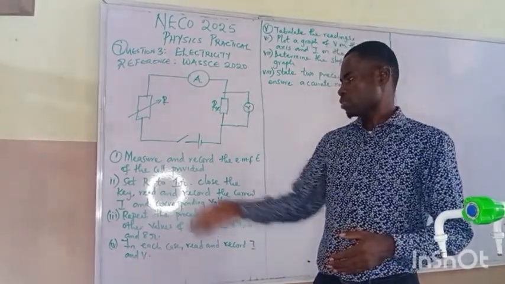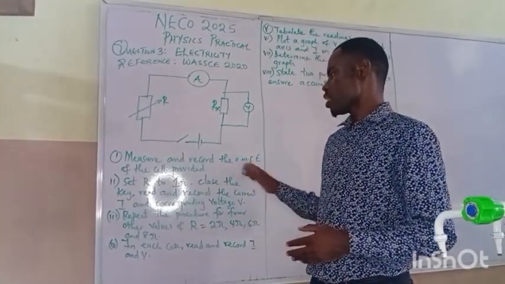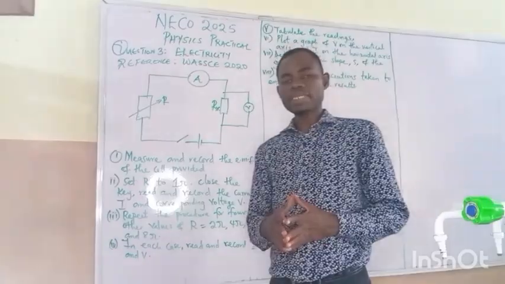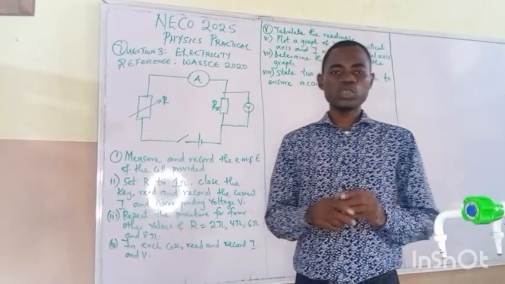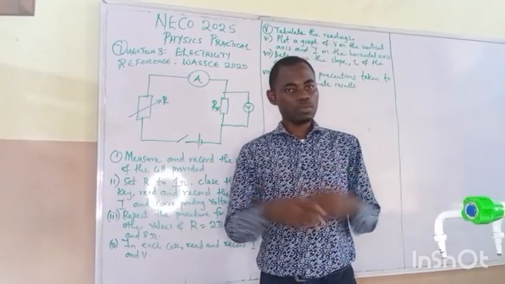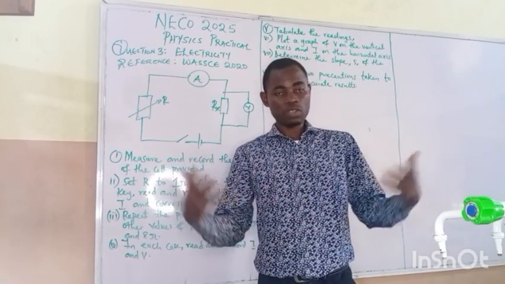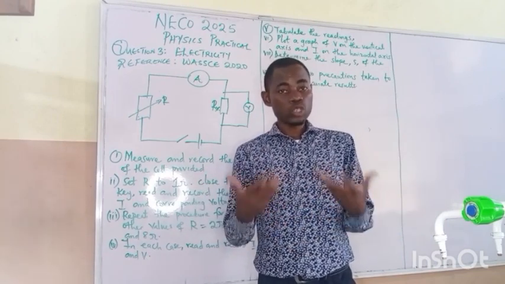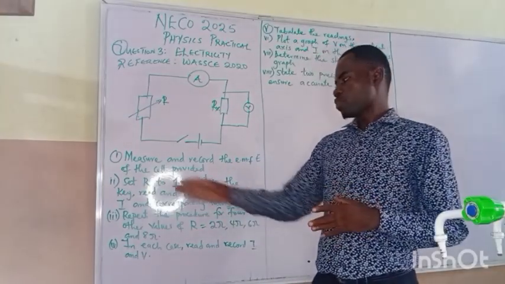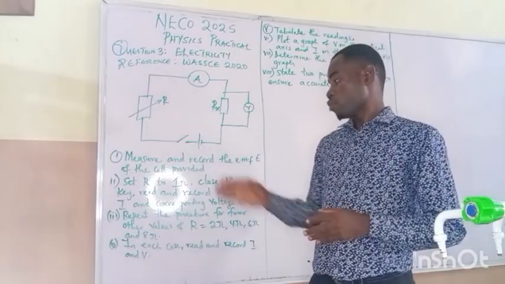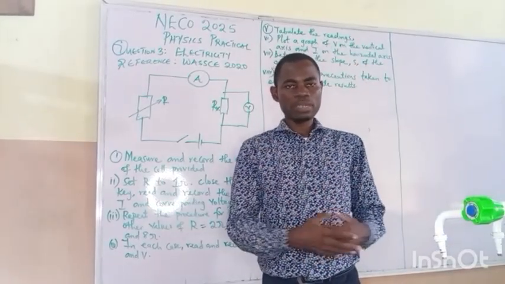Now the first instruction in that question says measure and record the EMF of the cell. Anytime we are writing practical on electricity, the first thing we must do is know the EMF of our cells. Why? Not every cell or battery has an EMF of 1.5 V. I'm talking about one battery. What about if it has been used? That's why we need to know it through our voltmeter. So the first thing we measure and record is the EMF of our cell. You will also see mine when I start my own experiment as well.